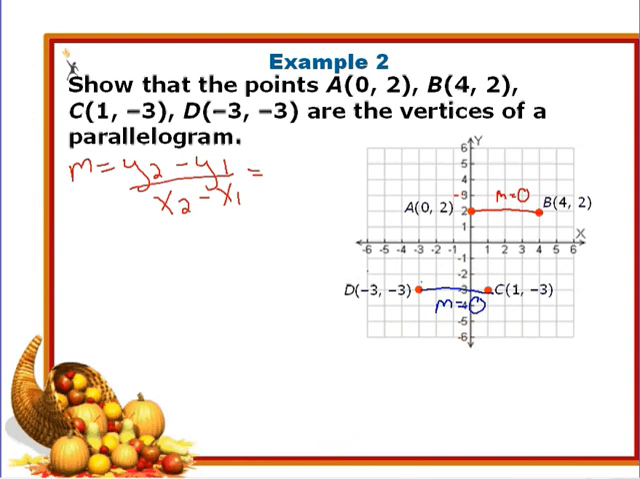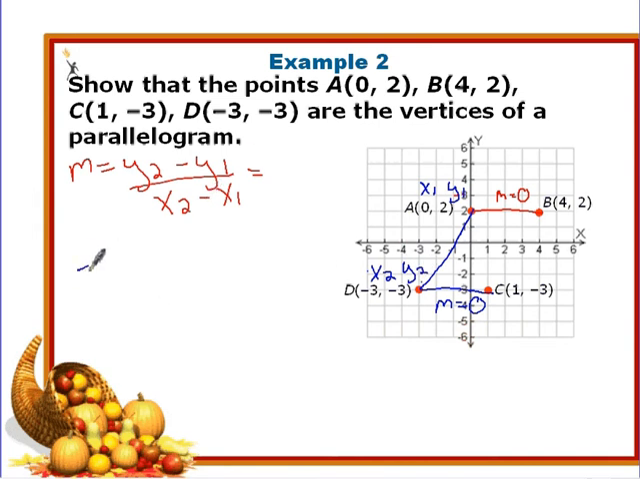Okay, let's look at these two lines that should be parallel. So let's look from here to here. This will be x1, y1, x2, y2. So we'll fill in this formula.